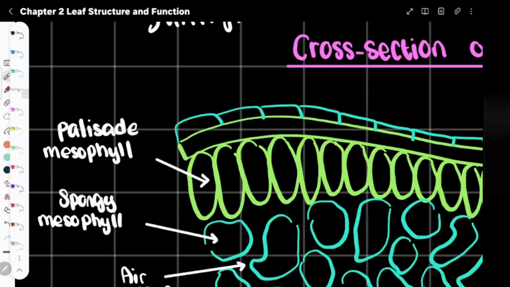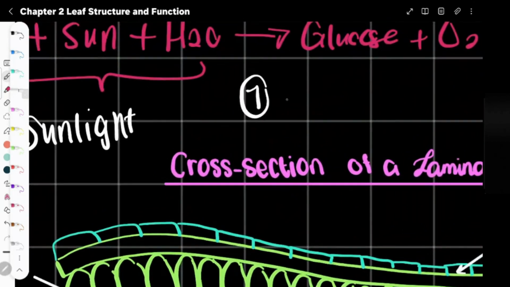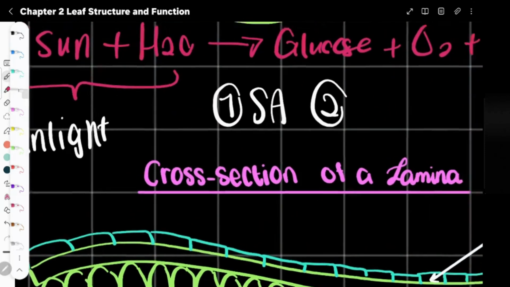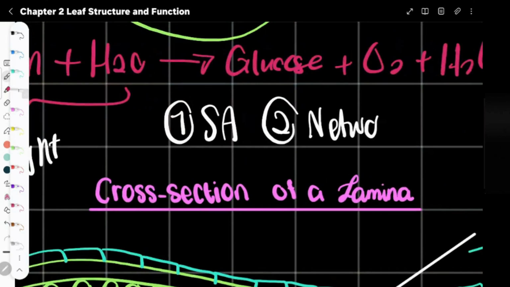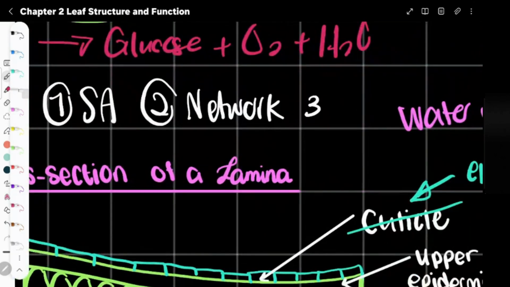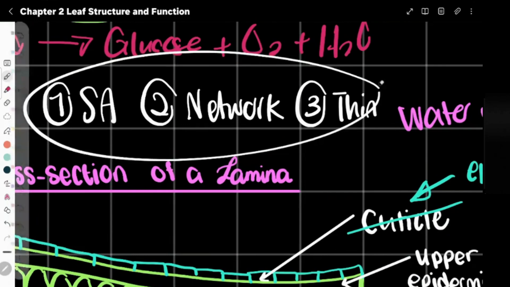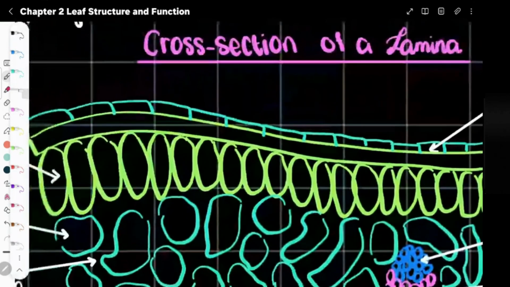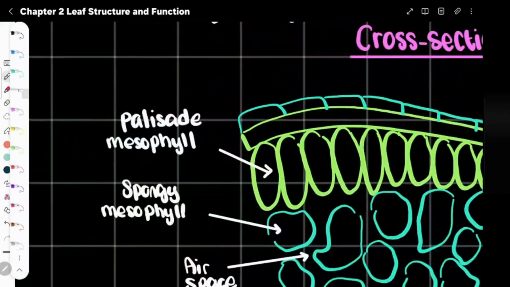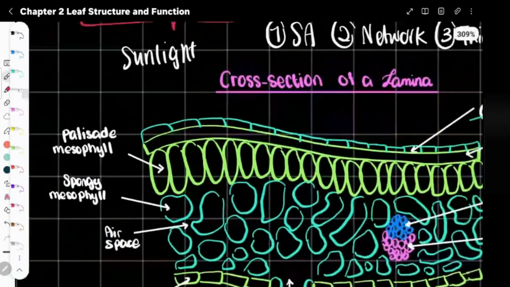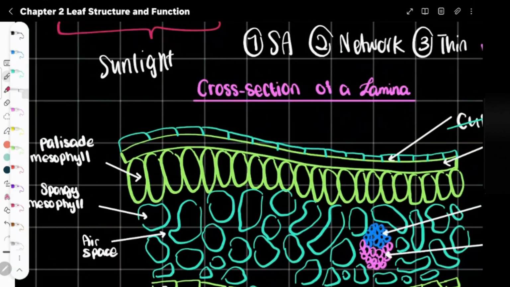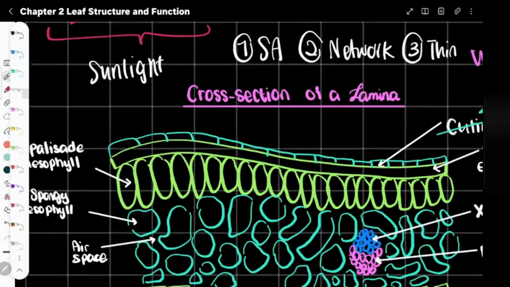Why? First of all, use common sense. Whenever you mention photosynthesis and the adaptation, there are a few answers that you can always mention. First, surface area. Second, network. Third, thin. These are the three key answers that you can give whenever they ask you a why question. Why is palisade mesophyll arranged like this? Let me test you. Why is palisade mesophyll arranged closely and also vertically? Because first, to increase surface area.